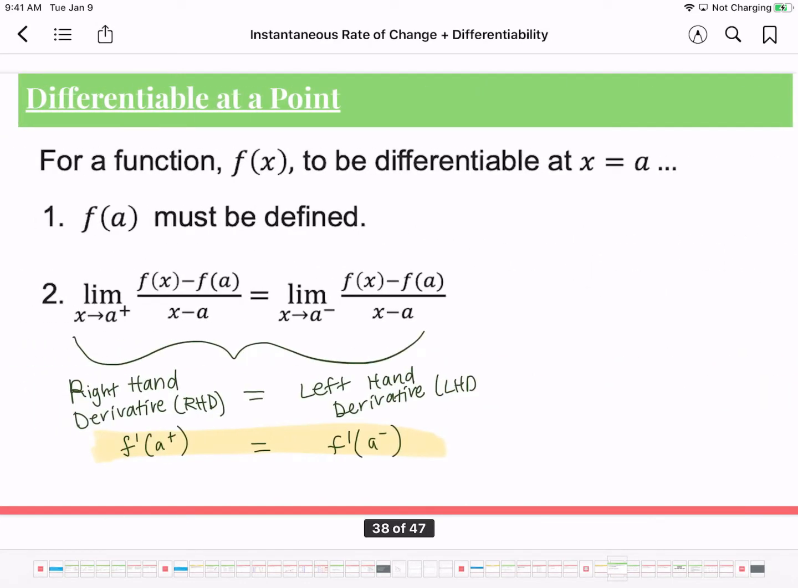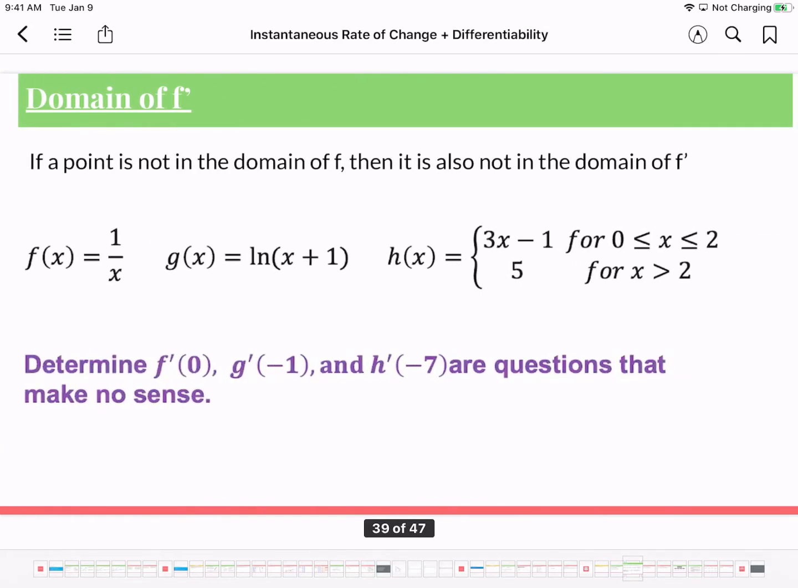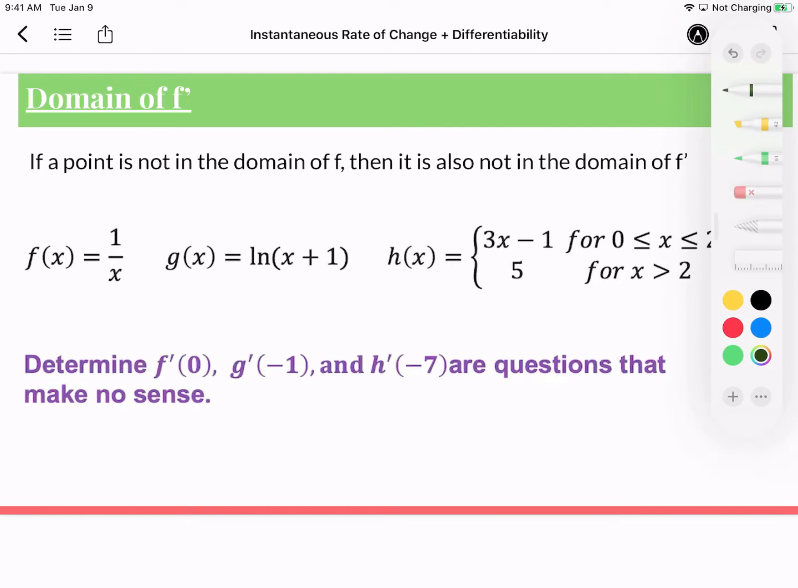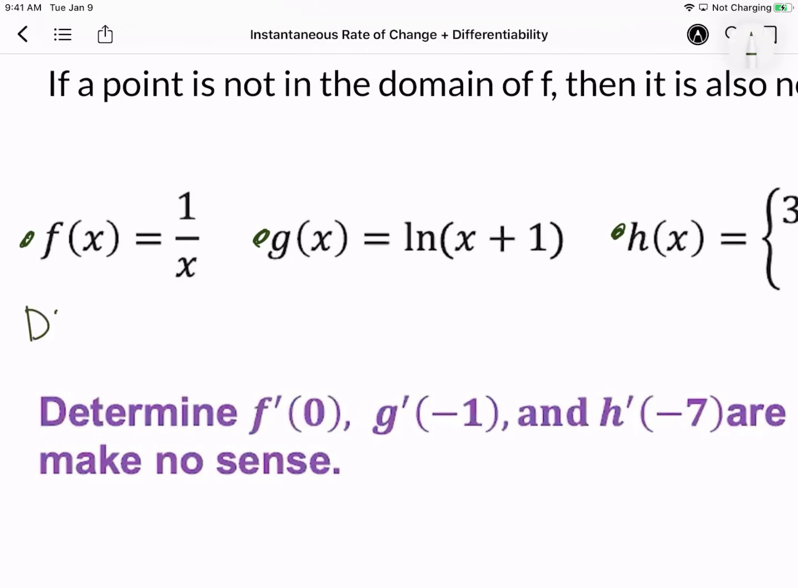Okay, so this is kind of expanding upon point 1. Point 1 says that f of a must be defined. This is getting into that a little bit more. So if a point is not in the domain of f, then it is also not in the domain of f prime. So for instance, you can see I have 3 functions right here, f, g, and h. If I'm looking at the domains of these, I can see that the domain for f, x cannot equal 0 because I have a reciprocal function. The domain for g, this is a log, and I know that logs don't allow 0 or negative numbers into the argument. So I know that x has to be greater than -1.